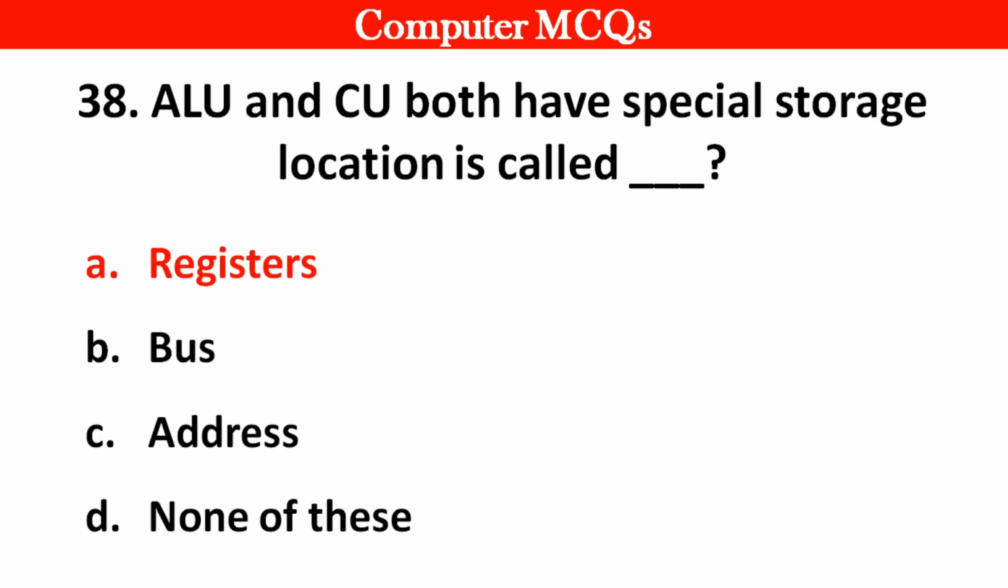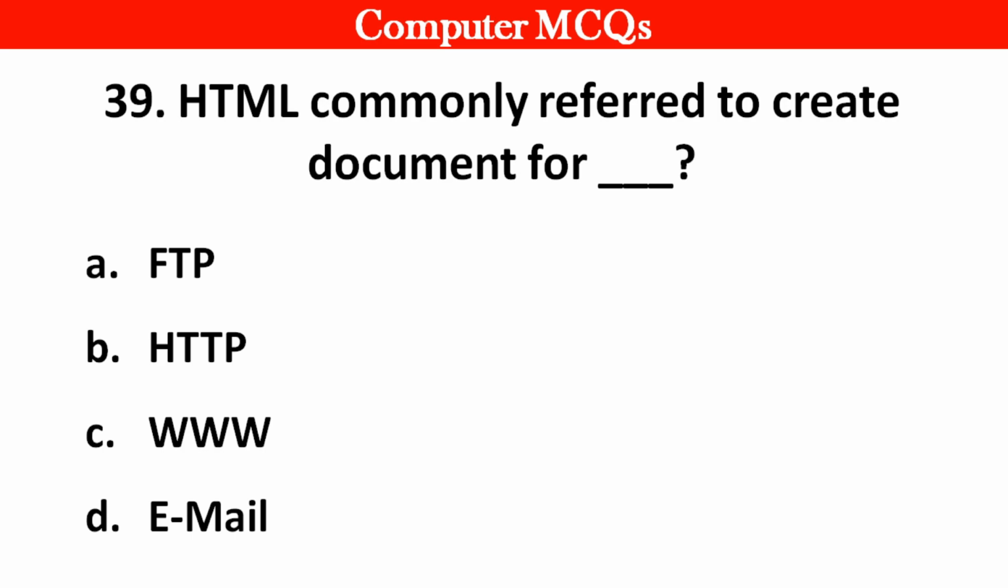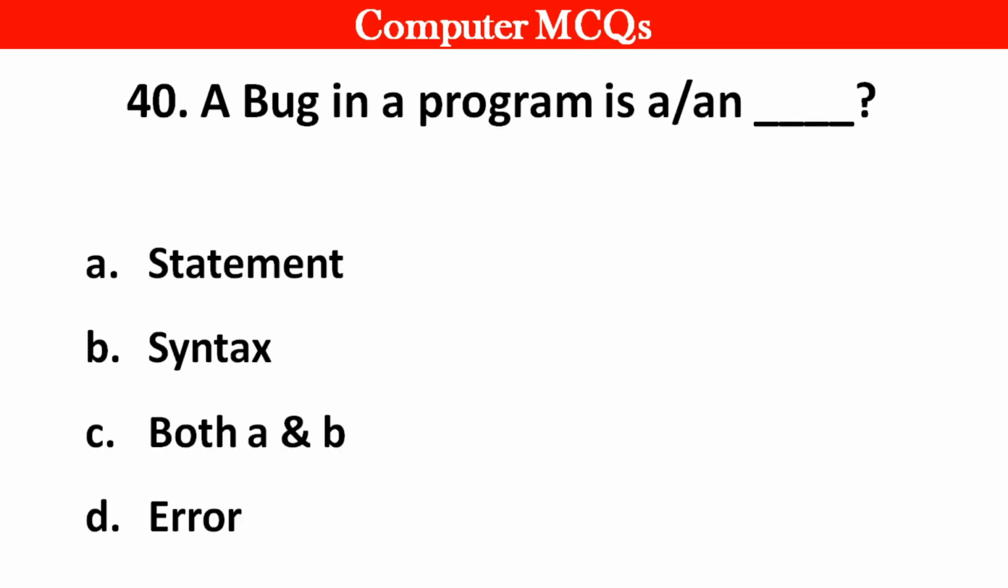Next question, HTML is commonly referred to as creating documents for dash. Right answer is option C, www. Next question, a bug in a program is an dash. Right answer is option D, error.